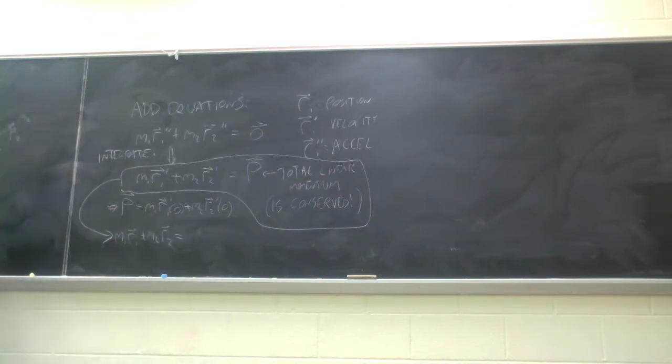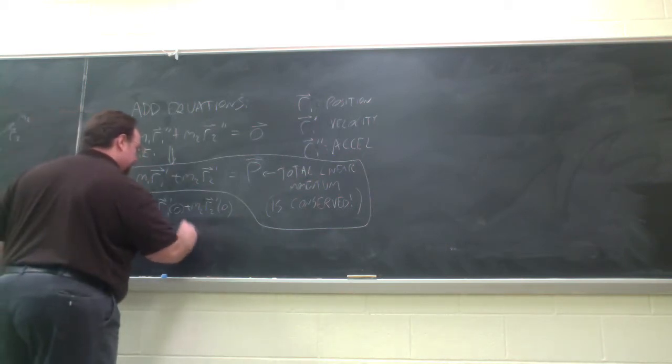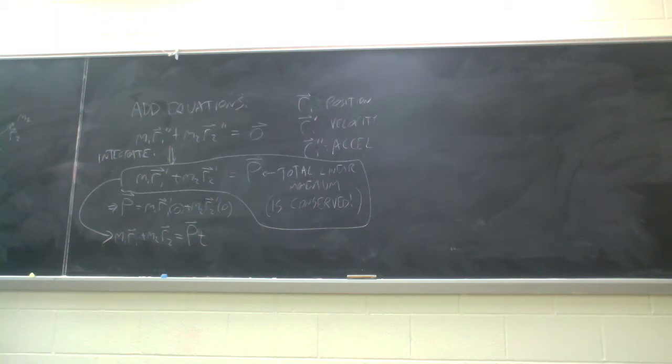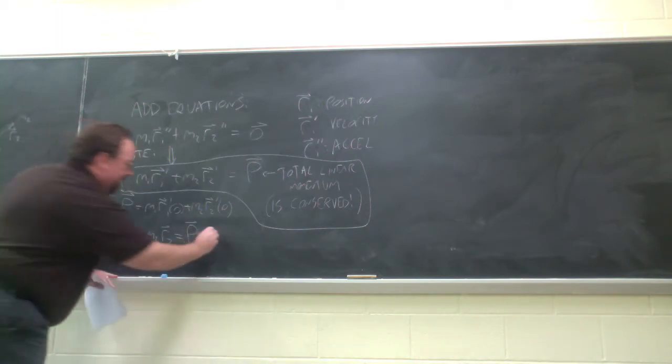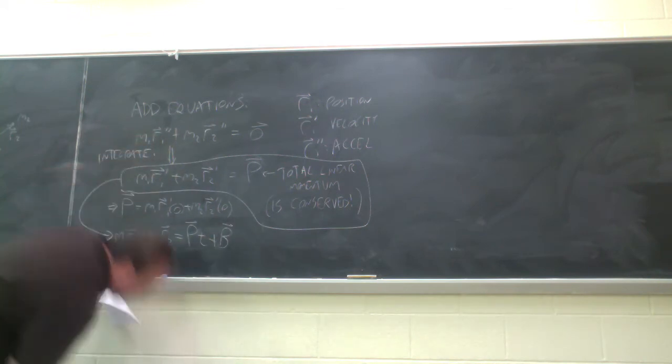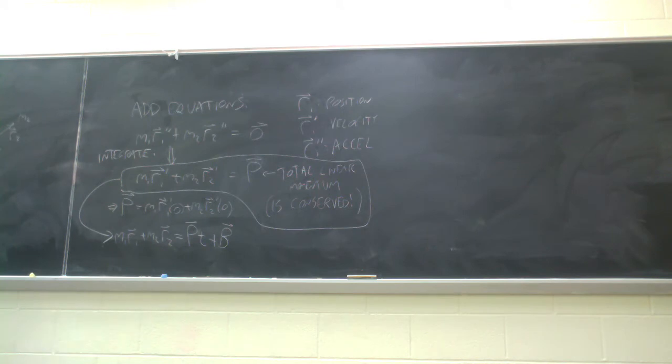So what happens when you take that constant vector p and integrate that? All integration is with respect to time. So a P t. And a constant. Yeah, we have to have a constant vector, which I'll call b.